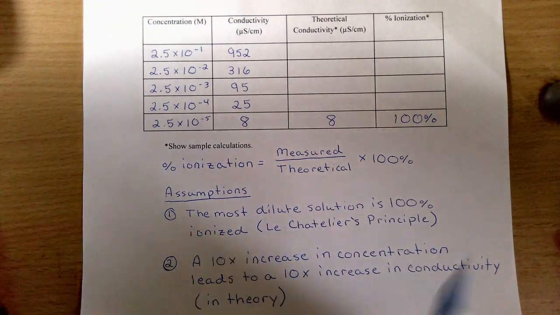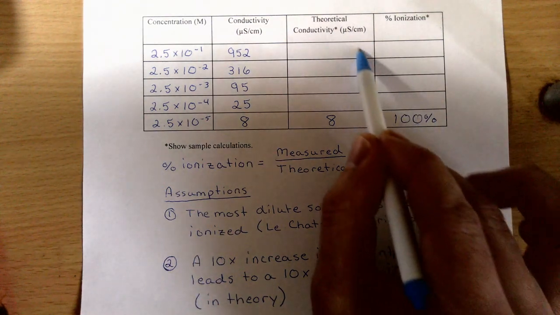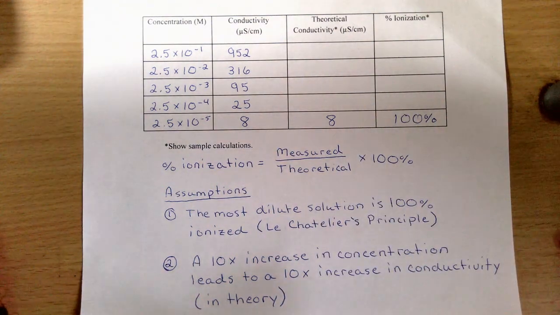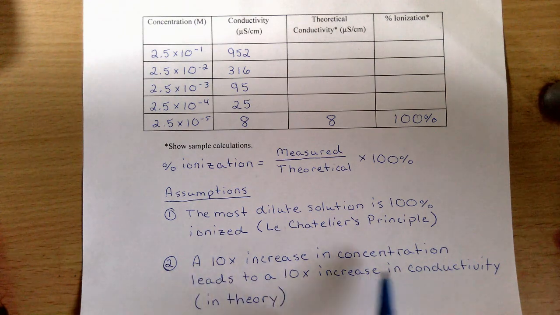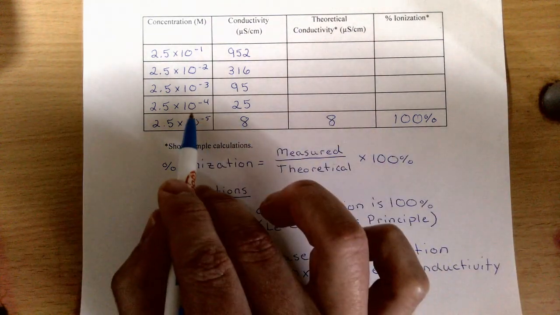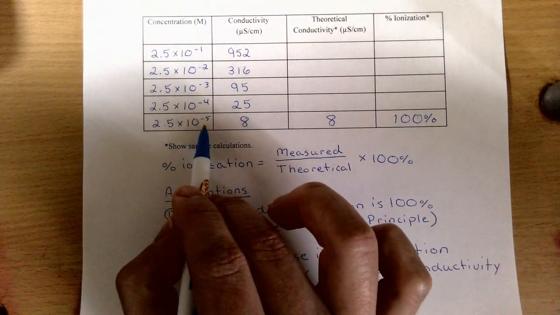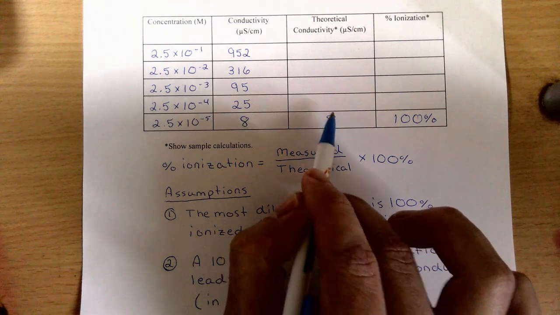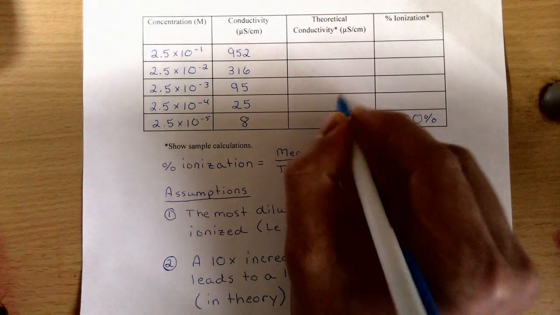Okay. Now to fill in the rest of these values, we're going to have to go to our second assumption. A 10 times increase in concentration leads to a 10 times increase in conductivity, at least in theory. So if we come up here, if this one is 10 times more concentrated than this one, then the conductivity I should have got should be 10 times this one, or 80.